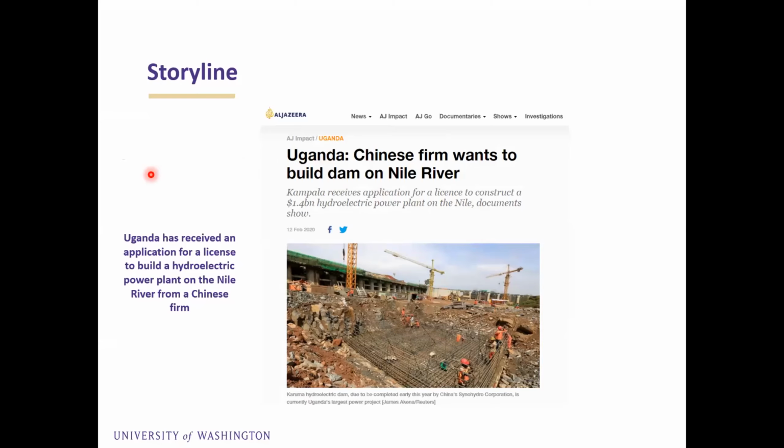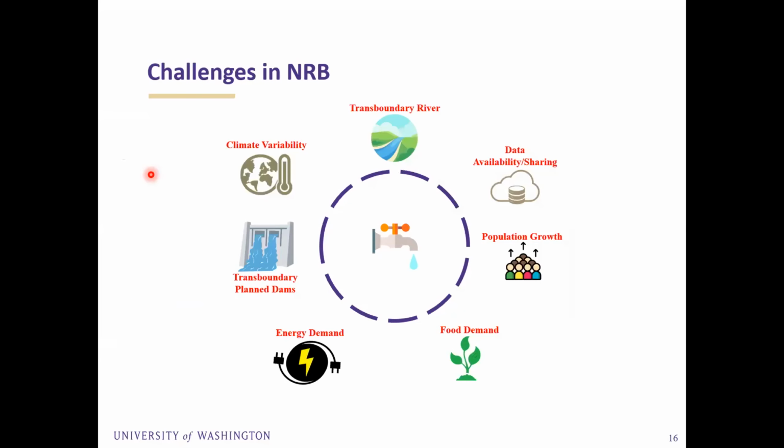So I just wanted to show you the news to give you an idea about how the situation was growing in the last years. So let's go back to the science and the challenges I've mentioned, just to recap. I said one of the challenges is that it's a transboundary river. What I mean is that, as I said, it's shared between 11 countries. So if you want to do anything, you have to negotiate between the 11 countries, which makes it more challenging to manage the water resources.